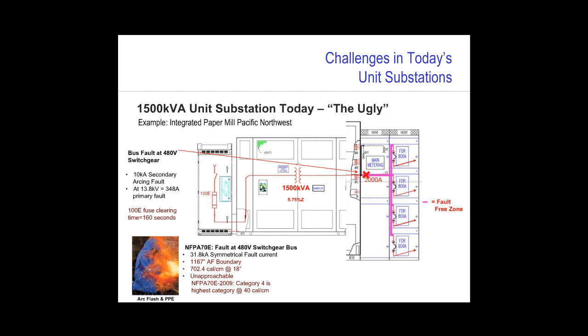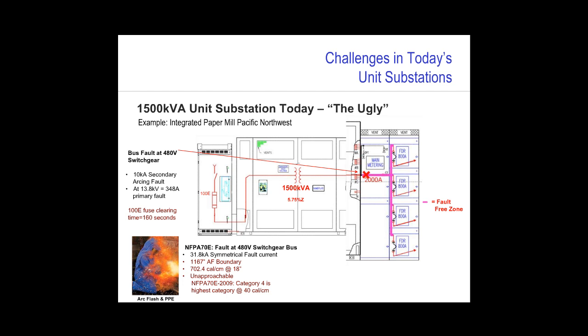I've shown below the NFPA 70E calculations for this specific substation that were performed at an industrial facility here in the Pacific Northwest in Oregon. As you can see, in this specific situation, the symmetrical fault current was fairly high, about 32 kA, but the arcing fault current, the calories per centimeter squared, and the required PPE were all off the charts.